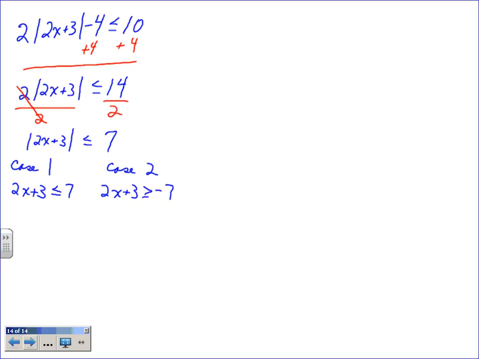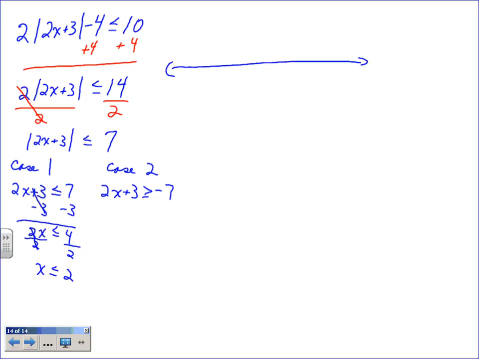And we'll see if this is a conjunction or a disjunction. We'll see if it's an and statement or an or statement. So I'm going to subtract 3 from each side in case 1. I'm left with 2x is less than or equal to 4, and I divide by 2. X is less than or equal to 2. Okay? Here's 0. Here's 2. Less than or equal to, so we have a closed circle.